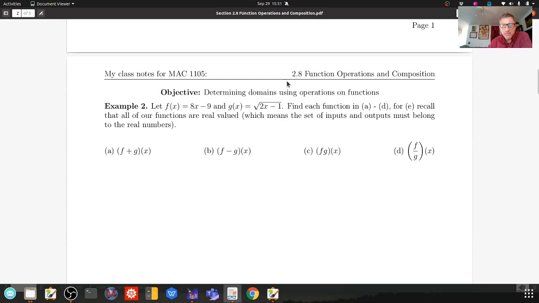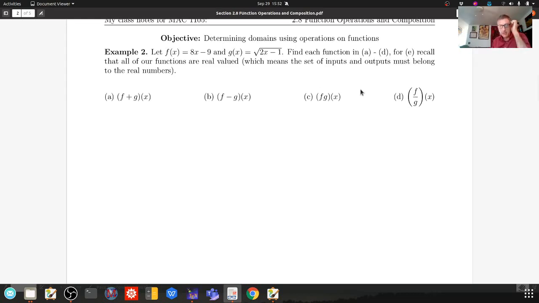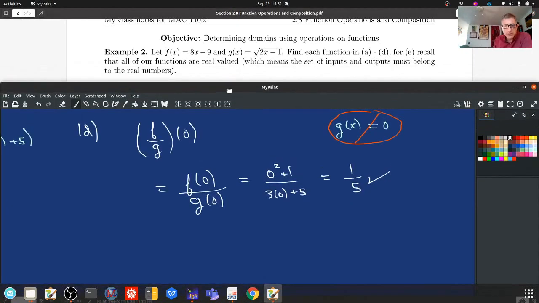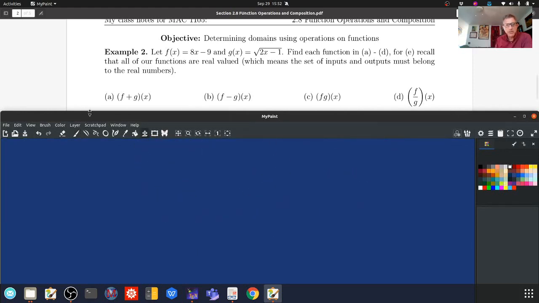So here's composition of functions. No, this isn't. Determining domains using operations on functions. Okay, that's where we are. So I kind of already did this. So let's go ahead and look, and let's determine the domain of all three of these. So for A, B, C, and D, the domain is always the intersection of the domain of f and g. So once I define the intersection of the domain of f and g, the domain will always be the same for A, B, and C.